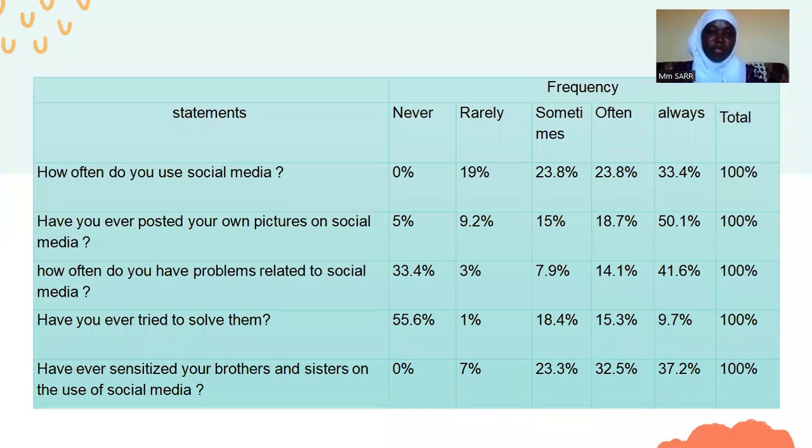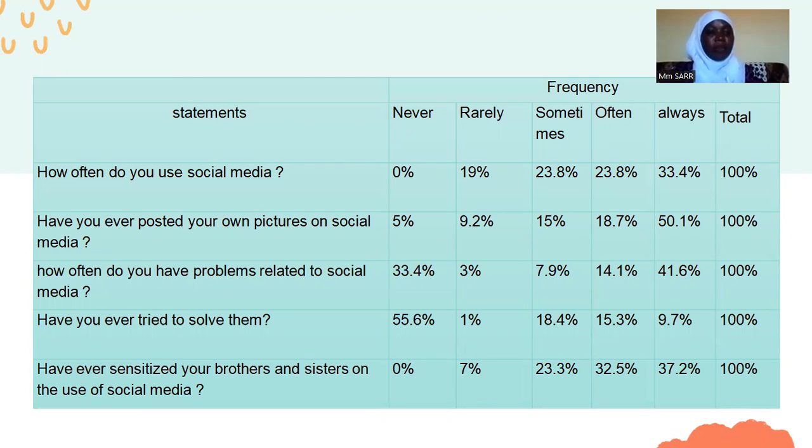After collecting information, they analyzed data. After analyzing data, they came to review what they had already done. So the first chart is about the statements. They gave many questions and the questions are graded by frequency. There is never, rare, sometimes, often, always. And you see, how often do you use social media? We have those who always use it, 33.4%.